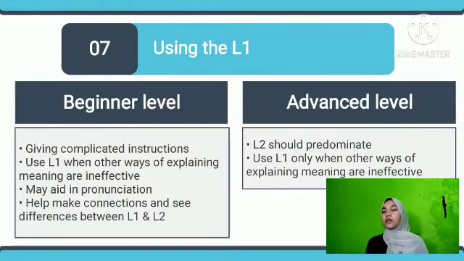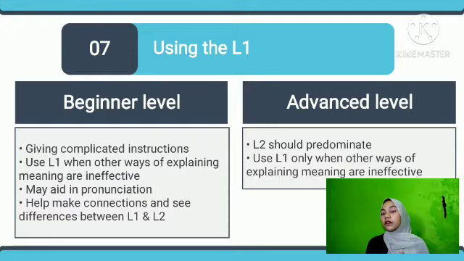Number 7 is using the L1 or level 1. If we are managing the classroom, we should use the L1. And I will explain about beginner level and advanced level. What is the difference between beginner level and advanced level? For the first one, beginner level.